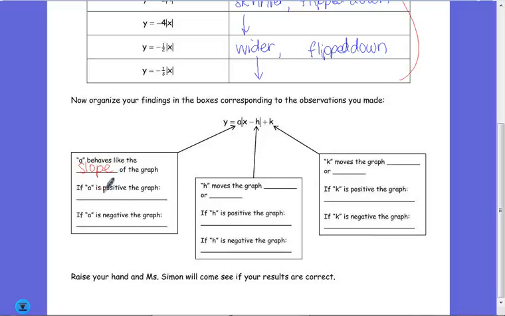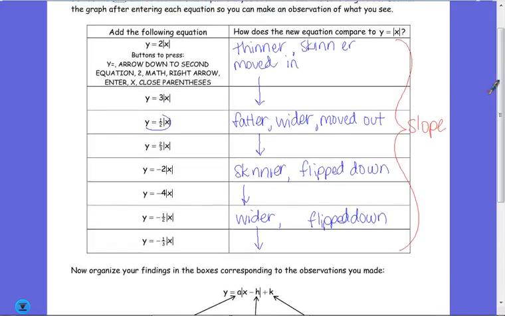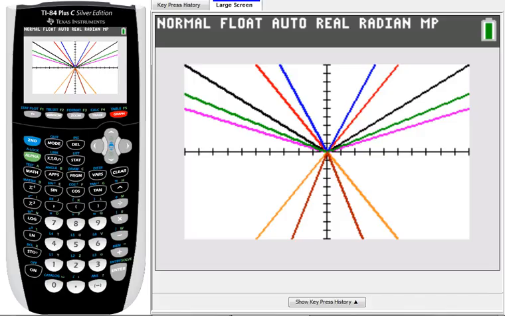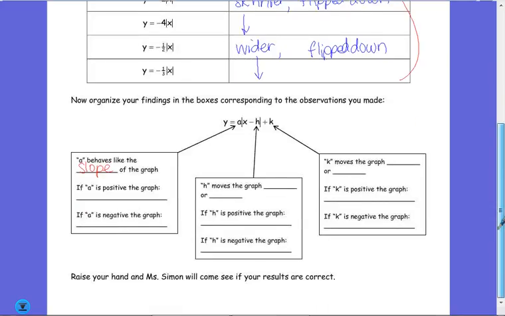On the ones where A was positive, what did the graph do? Well, on these 4 that were positive, if you remember, that was these guys up here at the top. They all opened what direction? Hopefully you're thinking they all opened up. What about the ones that had the negatives? Those were these last few. The one big thing we talked about with the negative was it made them flip down, or it opened down.